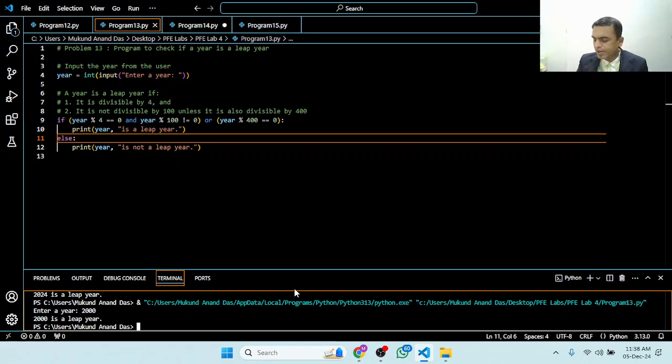Year is divisible by 4. Now the last two digits are 00, that means 100, so it is divisible by 4. Next, if the year modulus 100 is not equal to 0. Now you divide by 100 and the remainder is not equal to 0. Yeah, this is true. So this has come true.